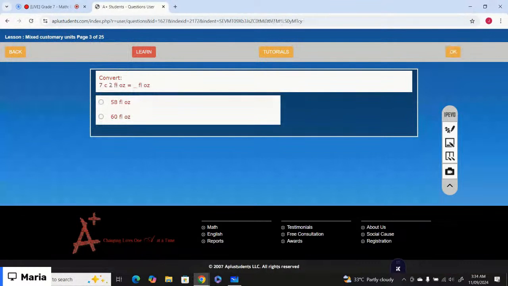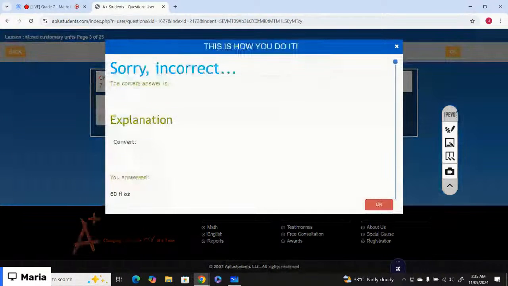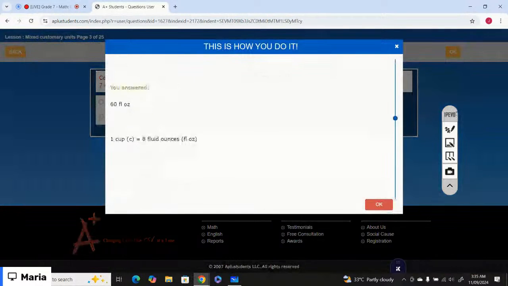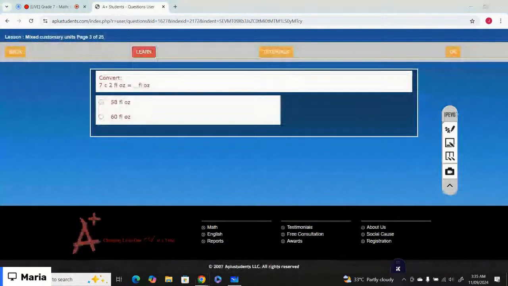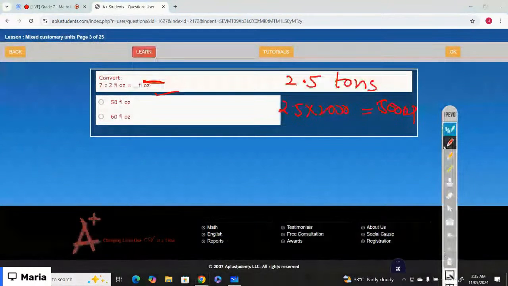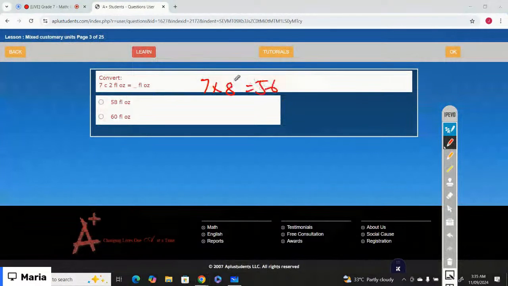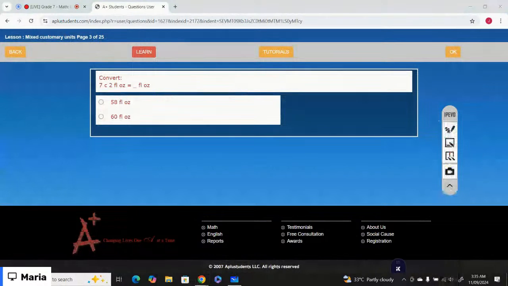The next one is 7. What is this? Hold on. Oh, cups. Okay, 7 cups. So 1 cup equals 8 fluid ounces, right? You are given 7 cups and 2 fluid ounces, right? So 1 cup equals 8 fluid ounces. So 8 times 7 is 56. You need to add the 2 fluid ounces. So the correct option is 58 fluid ounces. Option number 1 is the correct option. That is 58 fluid ounces.